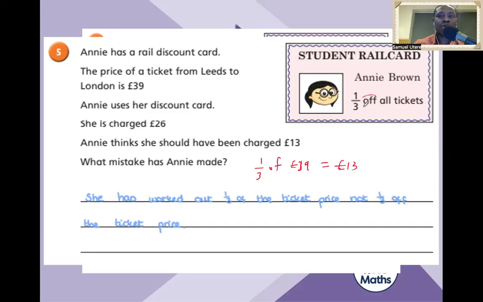Off means to take away. So what she is charged is 39 minus 13. That is what Annie is required to pay. That's why she's charged £26. But Annie is thinking that it means 1/3 off. These are two different things. 1/3 of the ticket is not the same as 1/3 off, which is taken away from the actual amount of the ticket price.